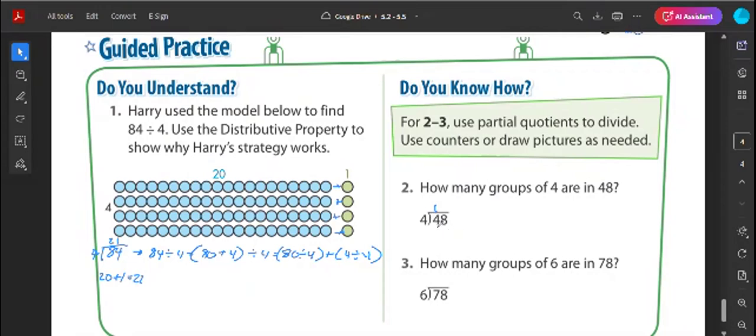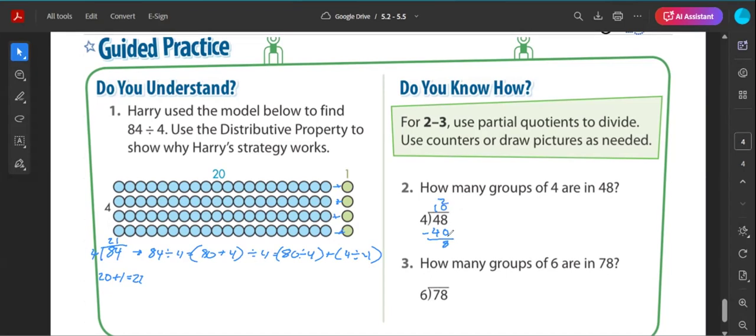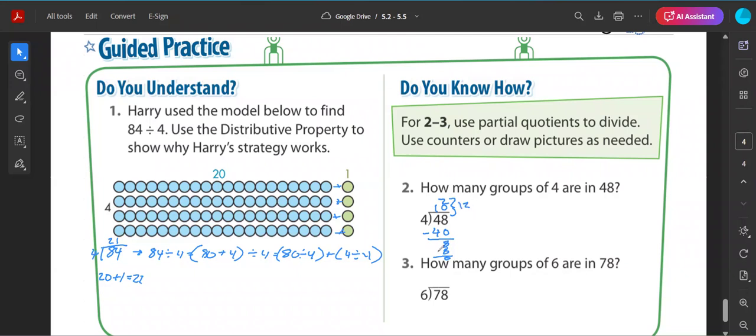And so I can go ahead and put my 40 here. So that's a 10. And I subtract it, and I'll have 8 left over. And then 4 times 2 will give me 8. So now 4 times 2, put an 8 right there, and I know that it's going to be a 0. So now I can combine my partial quotients, and I get 12. So there's actually 12 groups of 4 in 48.